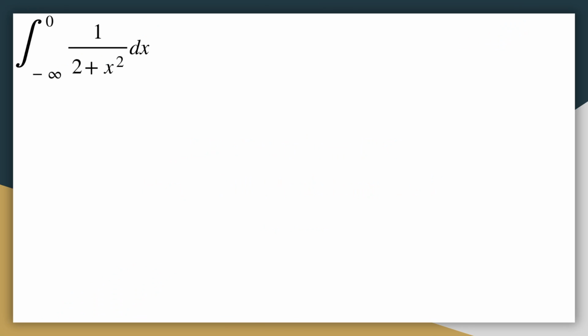So we start with the integral from negative infinity to 0 of 1 over 2 plus x squared. We can begin by using our proper notation and rewriting the integral as the limit as b approaches negative infinity of the integral from b to 0.